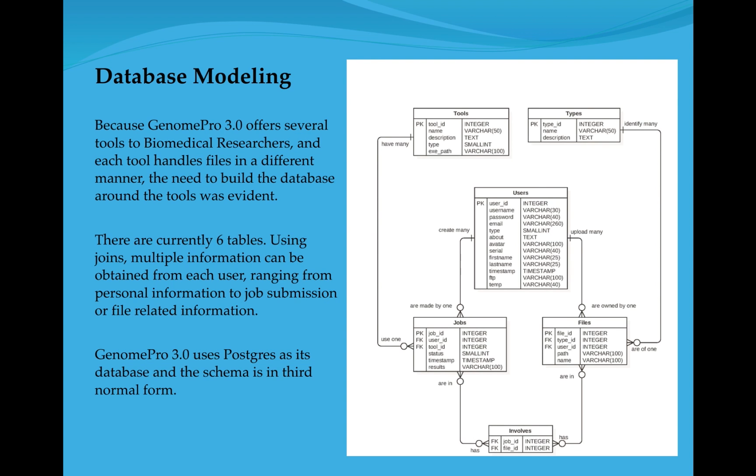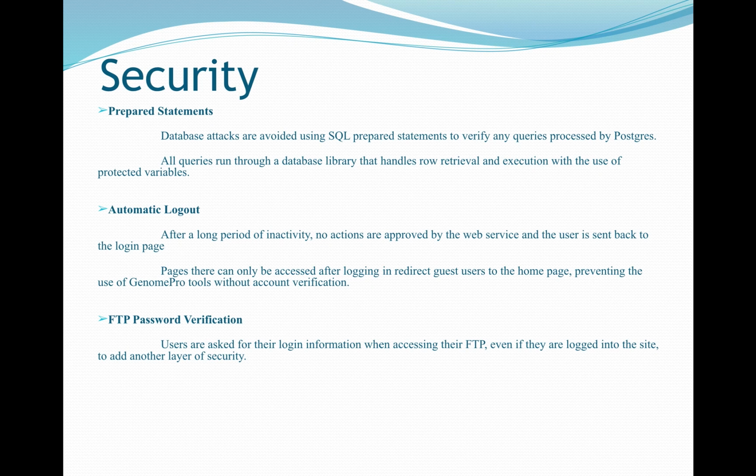So the main tables are the jobs, files, tools, and users tables. Those are really the 4 core tables. And we're using Postgres on an Apache 2 server.